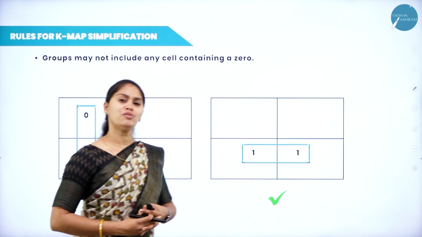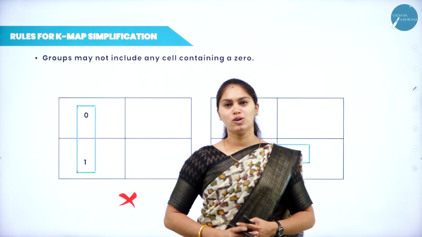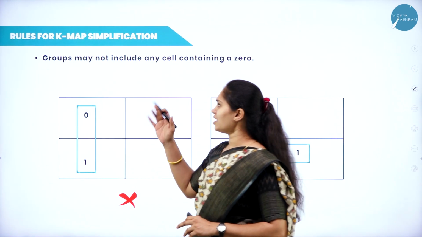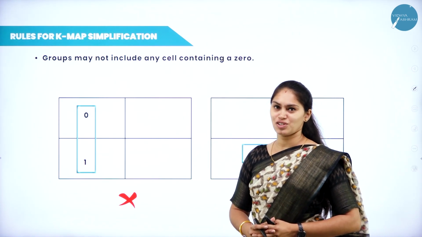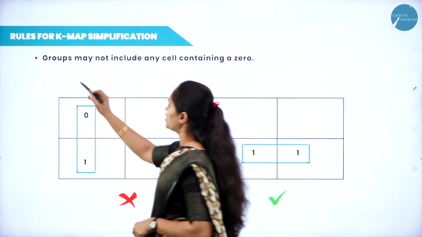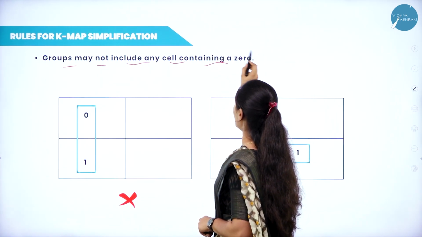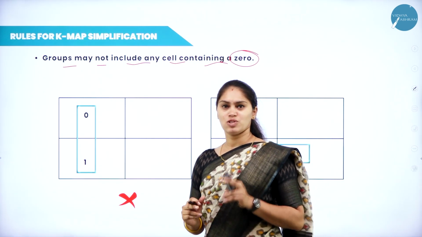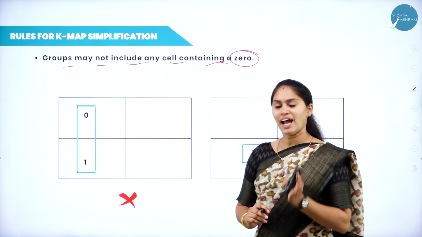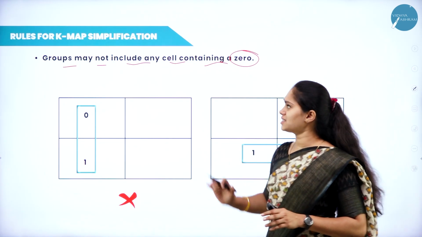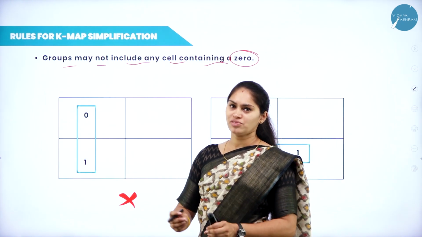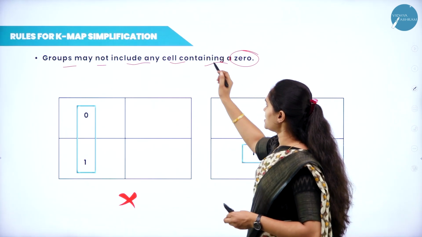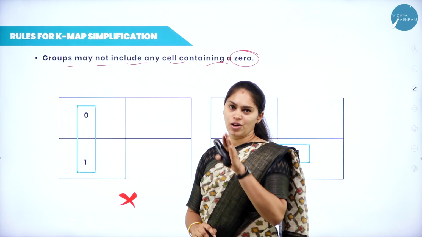Now here we have some rules and regulations that need to be followed in order to simplify the Boolean expression by using this K-map. We'll see what rules we have for the simplification using the K-map. What is the first one? Groups may not include any cell containing a 0. For example, in the truth table, there will be 2 possible values. One is 0 and another one is 1. So when I am using this Karnaugh map for the simplification of a Boolean expression, I should not include any cell which contains the value 0. That is the first rule.